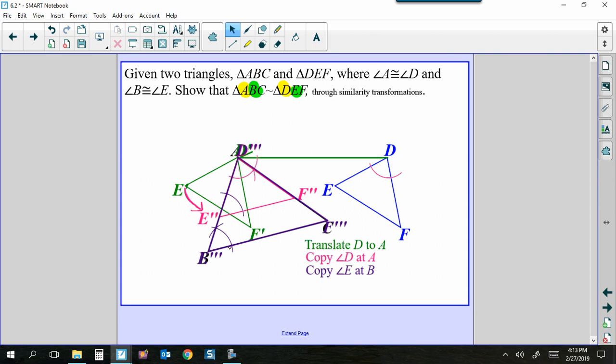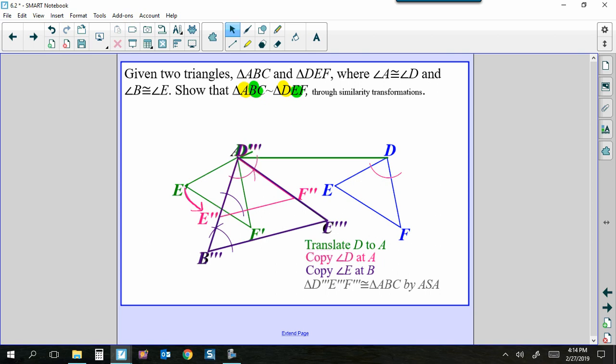I drew my arc, and then I'm going to do the same thing at B. And what should happen is you should see that E double prime is congruent to B. And by doing that, seeing where they meet up, I'm hoping you can see that D triple prime, E triple prime, F triple prime are all mapping right on top of A, B, and C. So all I did was I took triangle DEF and translated it over here at A. I copied angle D and I copied angle E so that they're right on top of A, right on top of B. And the resulting figure is that the triangles are congruent.